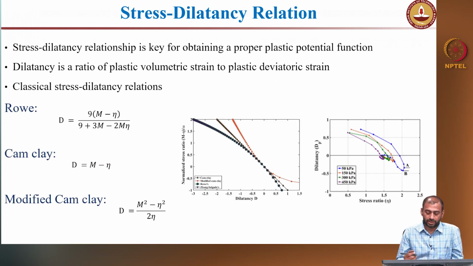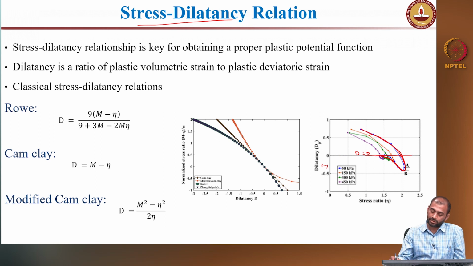We will see when that is being assumed, but before that, as I said, if you want to get a proper plastic potential, you need to know the stress dilatancy characteristics. As you can see in a typical stress dilatancy characteristic of a geomaterial, as the stress ratio increases, the material contracts up to a point. After that, it starts dilating. The negative is the dilation part. It starts dilating and then reaches the critical state where the dilatancy is equal to 0, right.